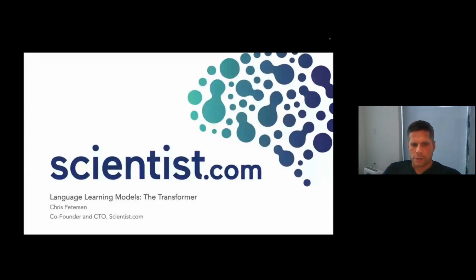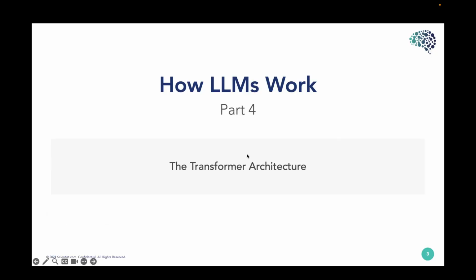Today we're going to focus on the transformer in its entirety, the overall architecture, and how it generates text. So this is part 4 of how large language models work. This is the last session of the how large language models work portion of the AI seminar series. It does go on, and I encourage you to attend because we have a lot of interesting topics coming up.